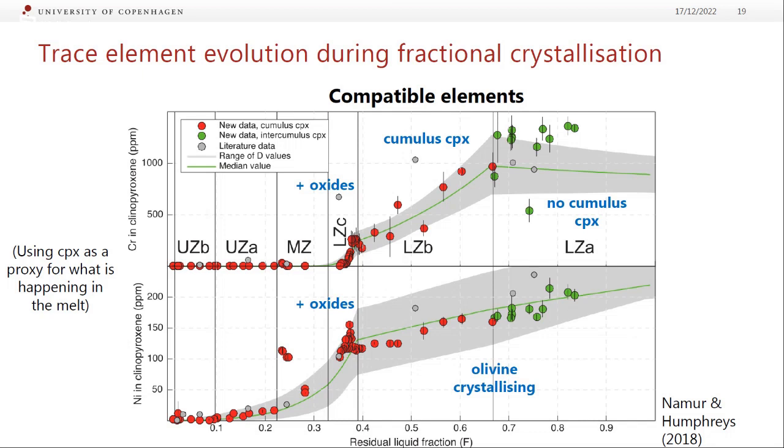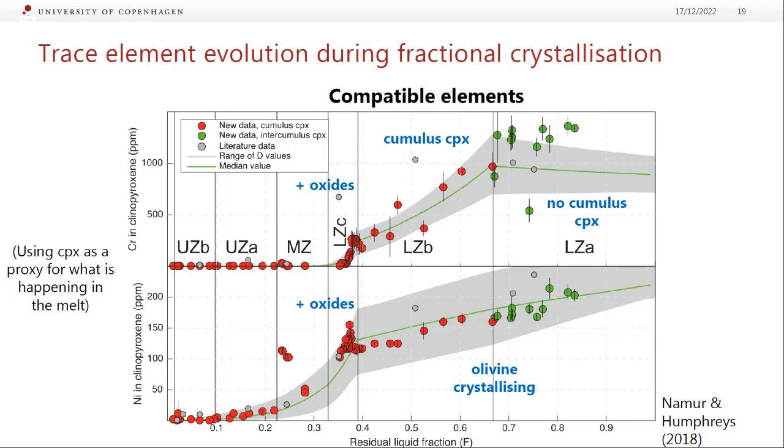On the bottom, we have nickel, and nickel is not compatible in plagioclase, but it is very compatible in olivine. And so in the first part where we're just crystallizing troctolites and then gabbros, the nickel is steadily going down. We have a slight kink when we change from a troctolite to a gabbro because now we're crystallizing some extra clinopyroxene that doesn't really take in nickel. And then again, once we get oxides, nickel is also very compatible in these oxides. So it really goes off a cliff.